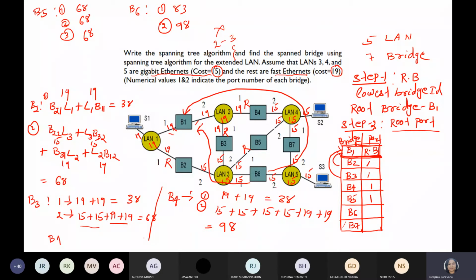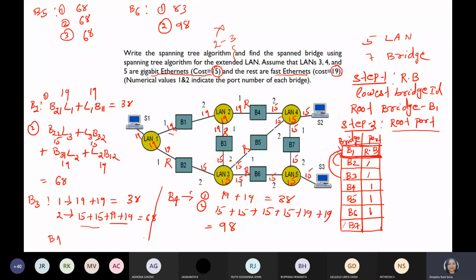So which one is the root port for bridge 6? Path 1 side or path 2 side? Obviously it is path 1 side. Yes. So this is the root port.